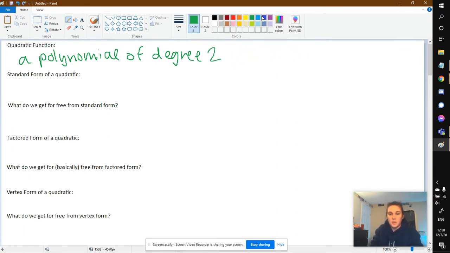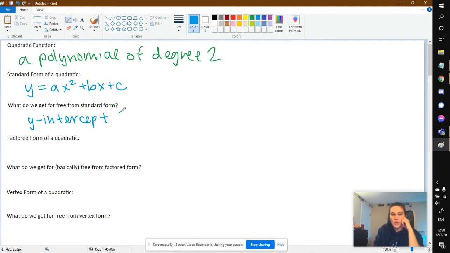That's a 2. What is the standard form of a quadratic? The standard form of a quadratic is this ax squared plus bx plus c format, right? It's when we've multiplied everything out, we've simplified everything, we've combined all the like terms, and we've just got this format. What do we get for free from standard form? We automatically get the y-intercept, right? We just get to read it off that it's (0, c). Pretty good. But we've got better forms, right?